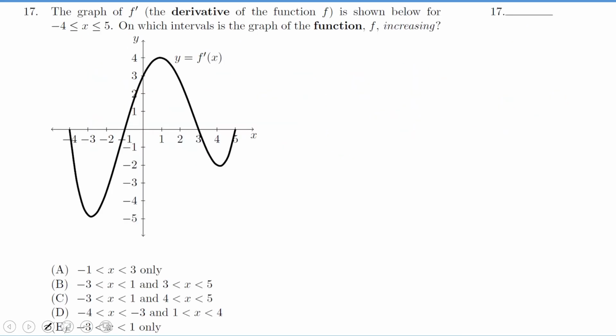Next, the graph is shown below from negative 4 to 5, and on which interval is the function f increasing? Make sure it's f prime, guys. Just make sure. So it's the f prime of x. The function will be increasing as long as f prime of x is above 0. So it's above 0 on this interval right here, between negative 1 and 3. A.